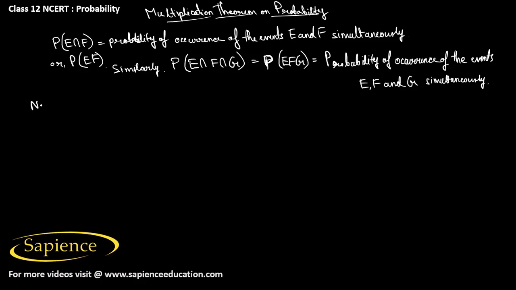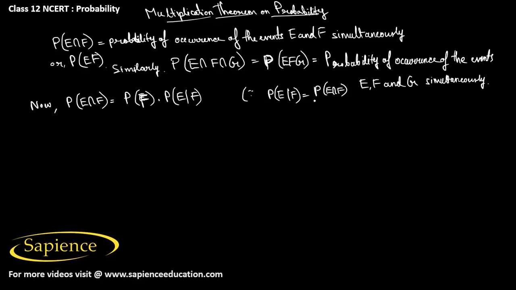Now if you have to find P of E intersection F, then this will be P of F times P of E given F. Since we know that the conditional probability P of E given F is given as P of E intersection F divided by P of F, we can write P of E intersection F as P of F times P of E given F.